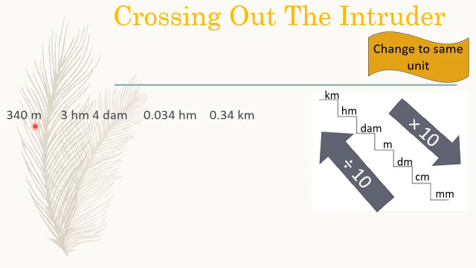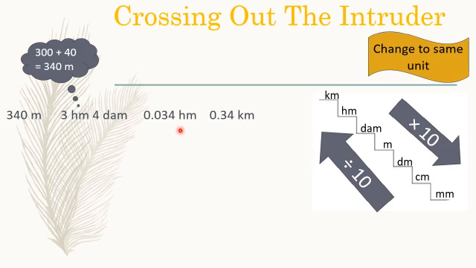The first one is already in meter, so I'll keep it as it is. Second one is 3 hectometer 4 decameter. Hectometer is here. I have to move 1, 2 steps downward to reach meter. So I have to multiply the 3 by 100. 3 times 100 is equal to 300. For decameter, decameter is here. I have to move only 1 step downward. So I multiply the 4 by 10. 4 times 10 is equal to 40. Then 300 plus 40 equals 340 meter.